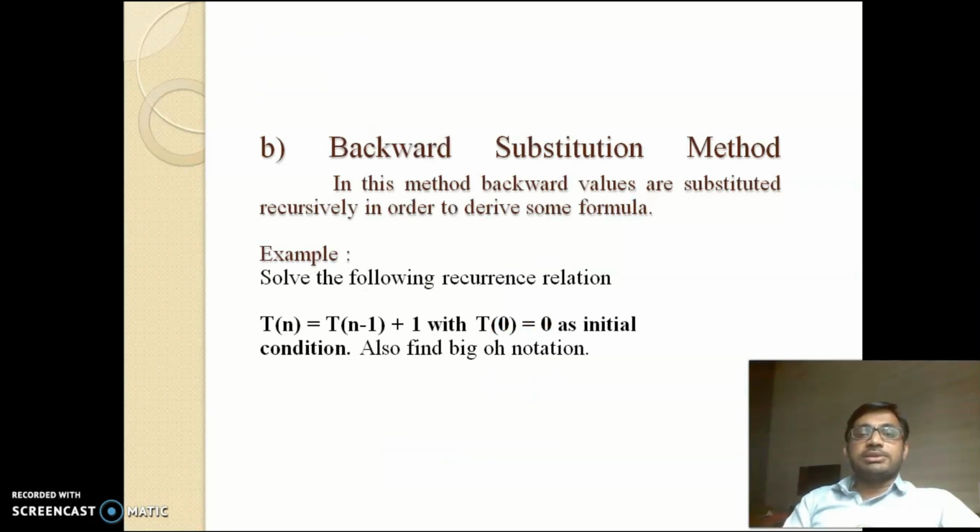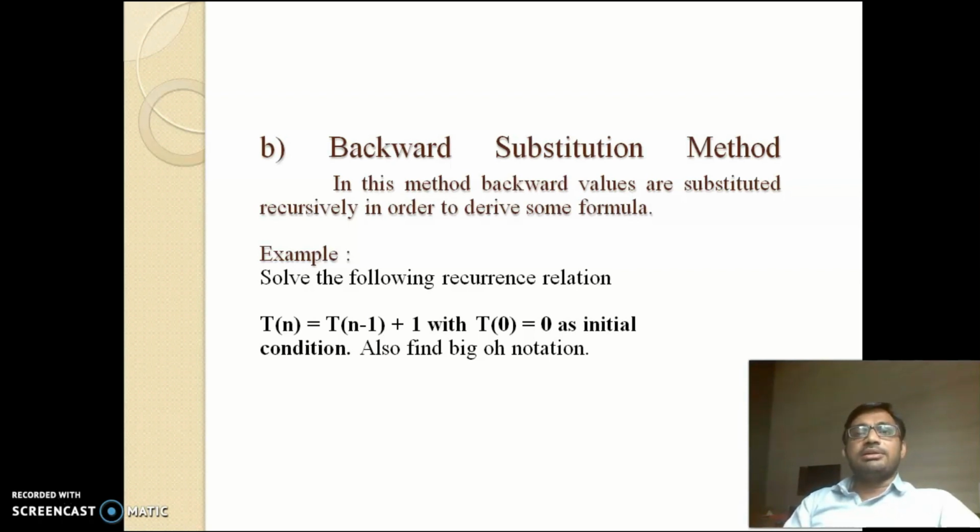As per the backward substitution method, we have to substitute backward values until we derive some formula. So we can say in this method backward values are substituted recursively in order to derive some formula. In our previous method, the forward substitution method, we use the initial condition to get the next value, but here we have to substitute backward values until we get some formula.